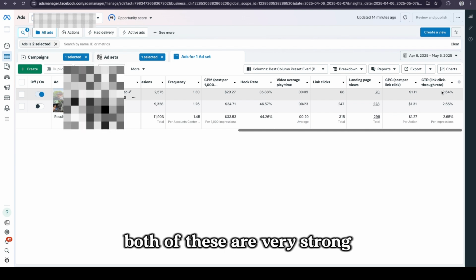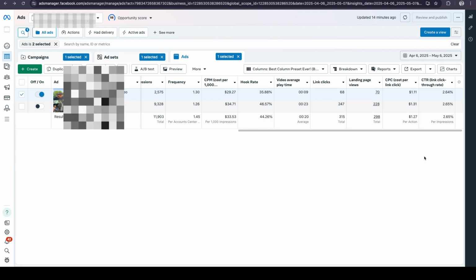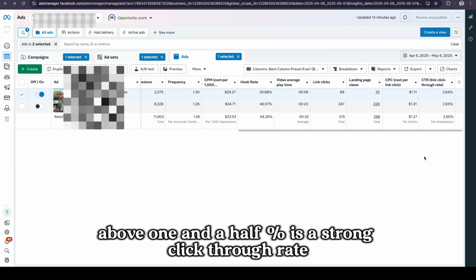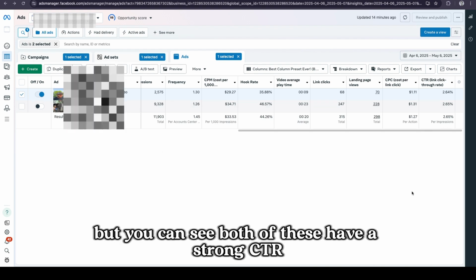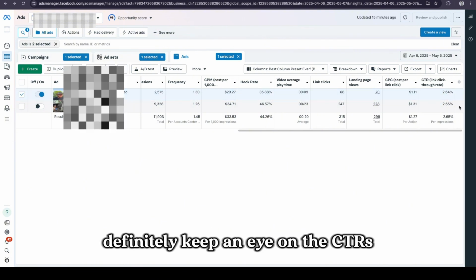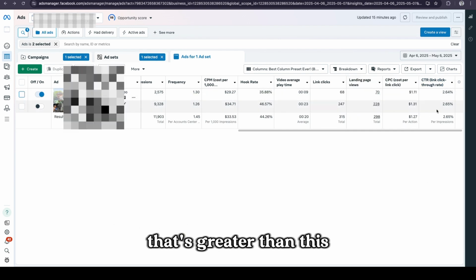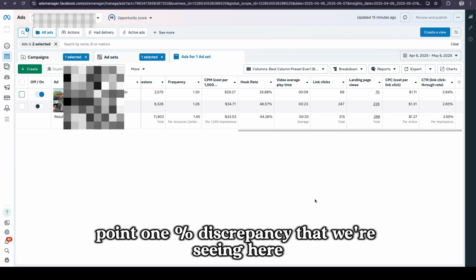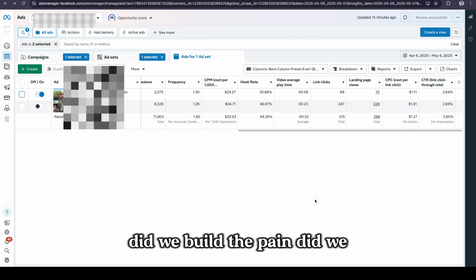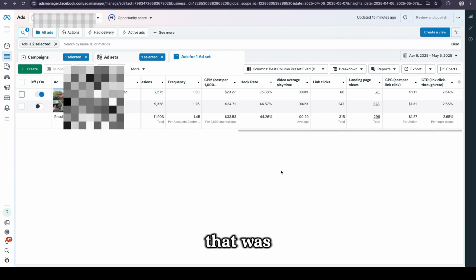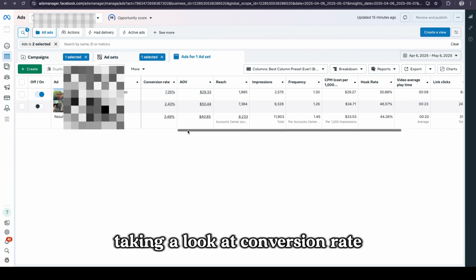Looking at click-through rate, both of these are very strong click-through rates at 2.64 and 2.65%. Typically, I see anything above 1.5% is a strong click-through rate in the industries that I work in, with the clients that I work in, in my experience. But you can see both of these have a strong CTR. Definitely keep an eye on the CTRs for the different ads that you're looking at. You're going to likely see a discrepancy that's greater than this 0.1% discrepancy that we're seeing here. But keep that in mind because this indicates, was the message strong enough? Did we build the pain? Did we showcase the benefits in a way that encouraged someone that was interested to click through to the landing page?